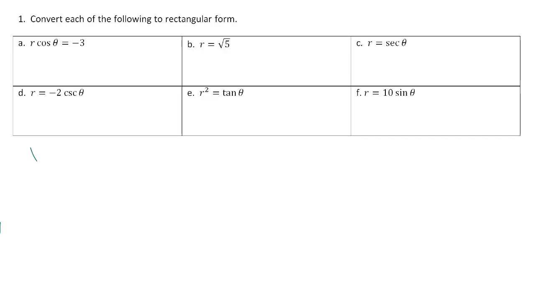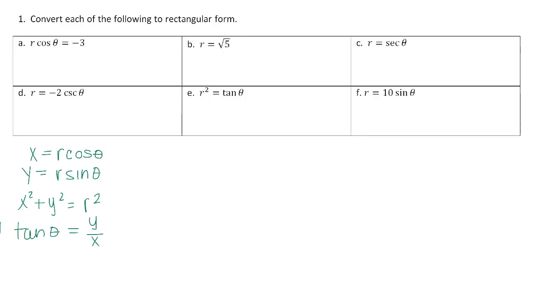The first one you were given was x equals r cosine theta. Another one, y equals r sine theta. You also were given x squared plus y squared equals r squared. Let's see, tangent theta. If I can get that theta right, that would be great. Tangent theta is y over x. And I think that's about it for these values.